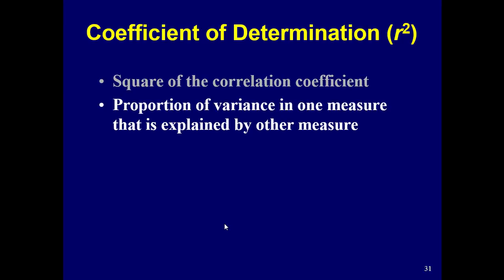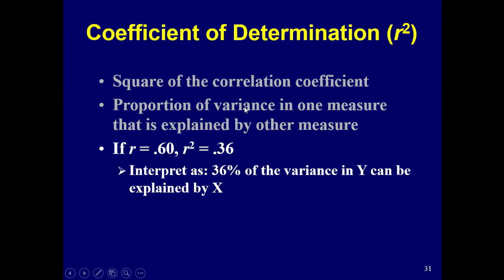The coefficient of determination is the proportion of variance or variability in one measure that can be explained by another measure. So I'm going to use this term variance a lot, and I'm going to remind you that variance is a term that indicates the spread, how spread out the scores are. And in this case, what we call the coefficient of determination, or the R squared, is going to indicate the proportion of variability or variance in one measure that can be explained by the other measure.